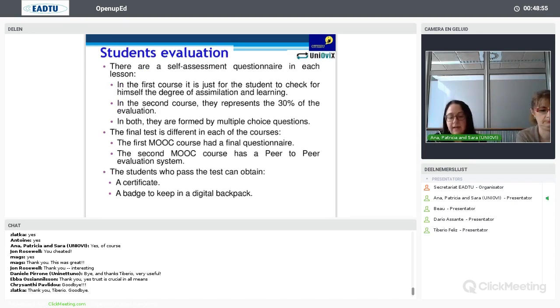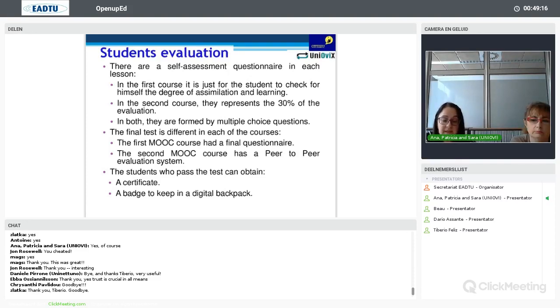In each lesson, there is a self-assessment questionnaire so that the student can check for himself the degree of assimilation and learning. In the first course, that is its only function, but in the second course, they represent 30% of the evaluation. The questionnaires are formed by multiple choice questions.